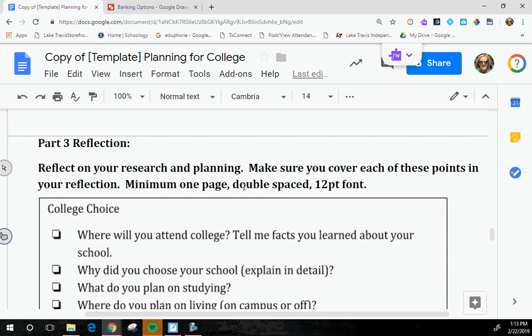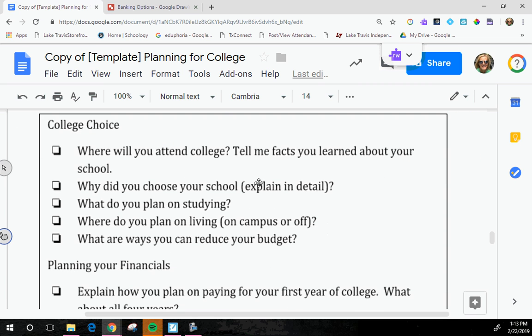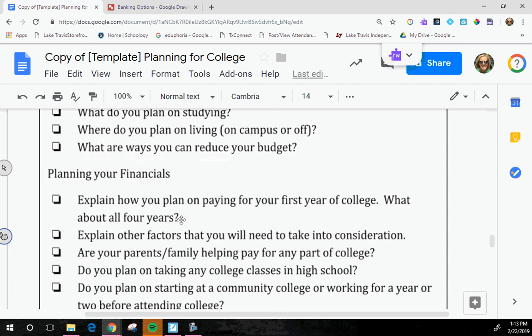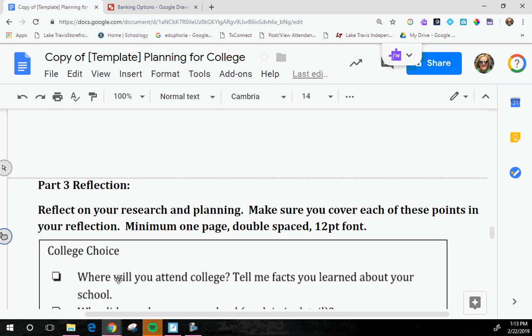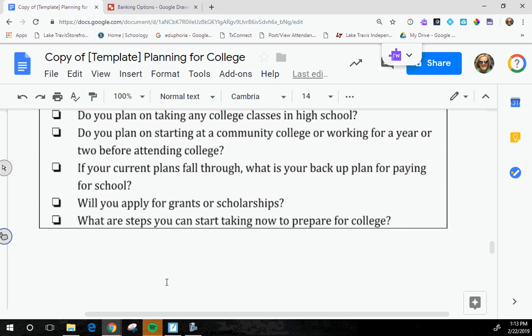Okay, after you have done all this research and you've talked to your parents, you're going to write a reflection. It's going to be 1 page long, double-spaced, 12-point font. These are the things that you are going to include in your reflection. Here's what you do not do. You don't just write an answer to each one of these questions.